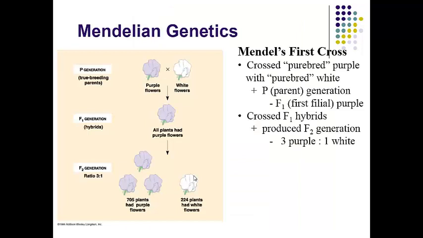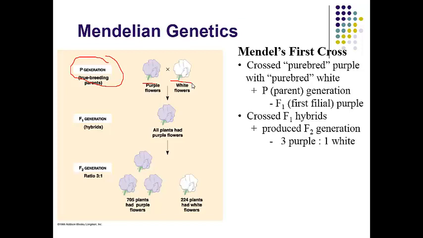Let's look at Mendel's first cross. He began with 2 members of the P generation. The P generation is the parental generation, the first generation. And he began with 2 true breeding plants. True breeding purple crossed with a true breeding white. And he created these purebred plants through self-pollination.